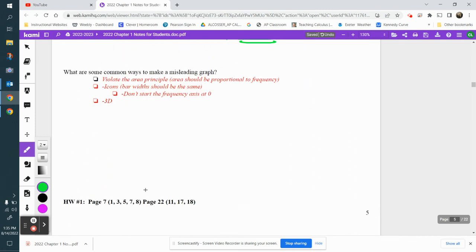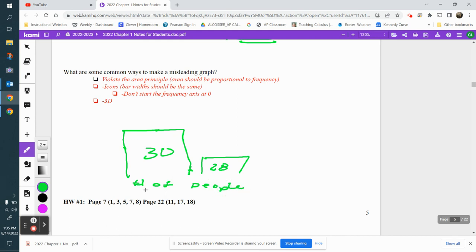What are some common ways to make a misleading graph? In other words, there's this one and I've got this big old thing here and it says 3 out of 10 people. And then this next one is 28 out of 30 people. So they're comparing numbers. Let's say number of people that like Hulu versus Netflix, okay. And so this is a Hulu ad. And Hulu said, out of 50 people, 30 of them liked Hulu and 28 liked Netflix. But what's the problem here?